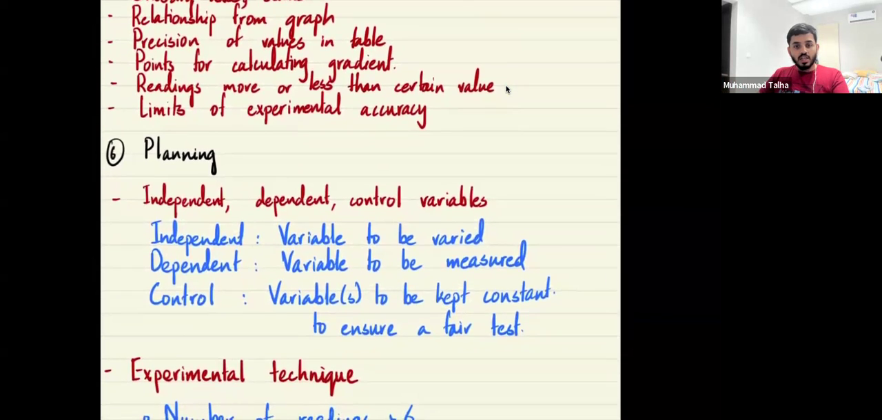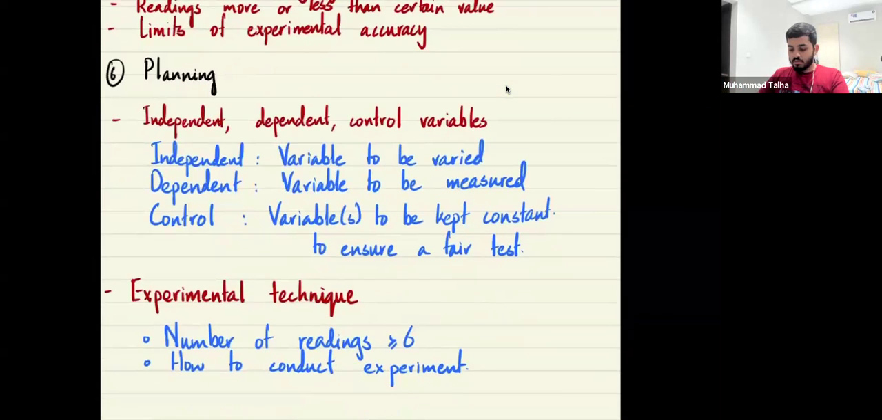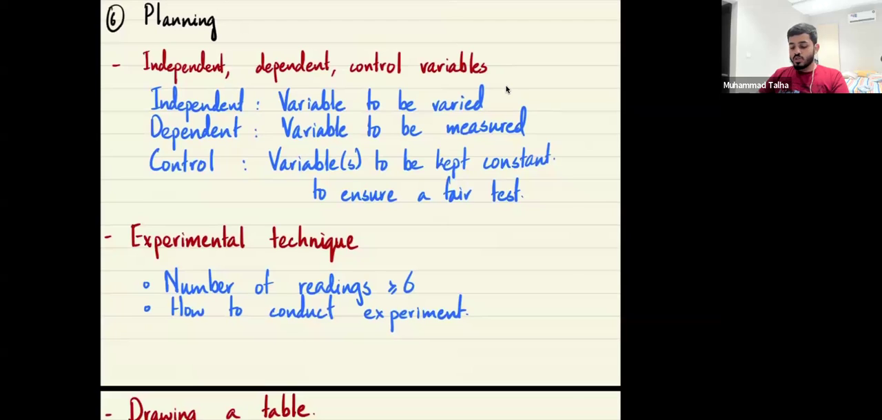Planning questions. Again, you know that planning questions are really easy. In my opinion, the easiest part on ATPs. What you want to vary, what you want to measure, and to ensure a fair test, what is kept constant. If you just talk about these variables properly, you already have half the marks in the bag. Then it also helps to say that you should do this for 6 readings.